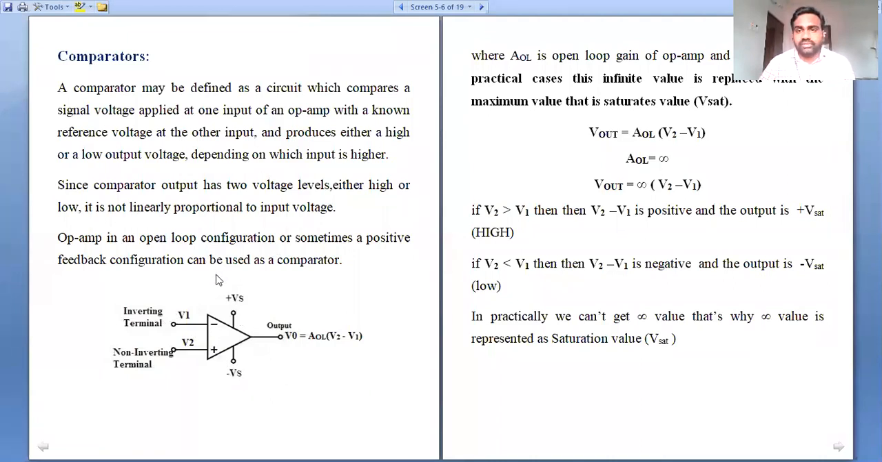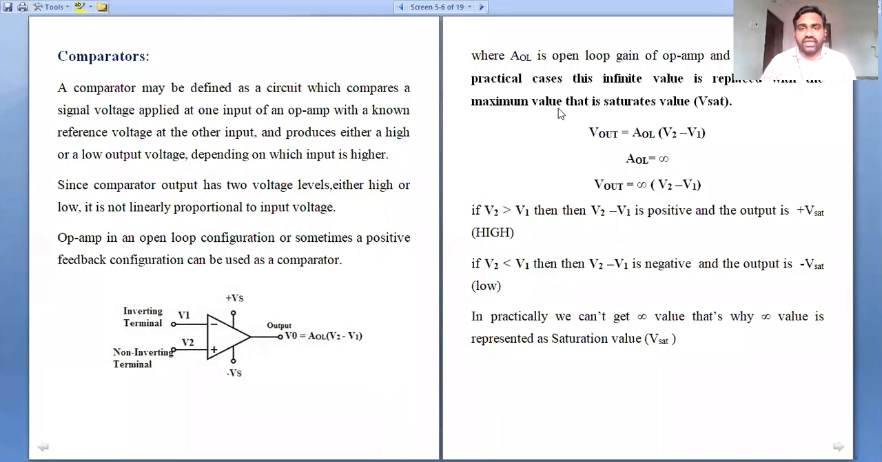Most of the time, in the discussion of nonlinear amplifiers, this open loop configuration is explained as a positive feedback condition. In this application of comparator, this looks like an open loop condition. Here we don't have any feedback. This open loop condition is called a positive feedback condition.